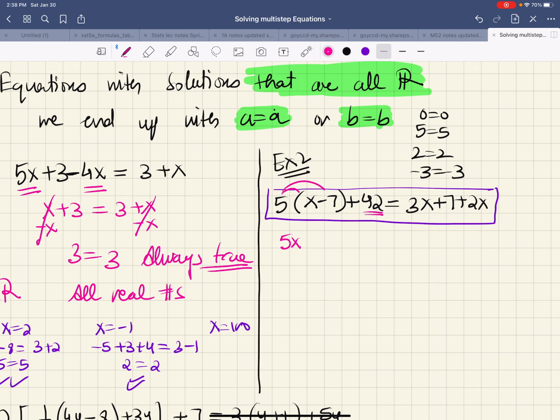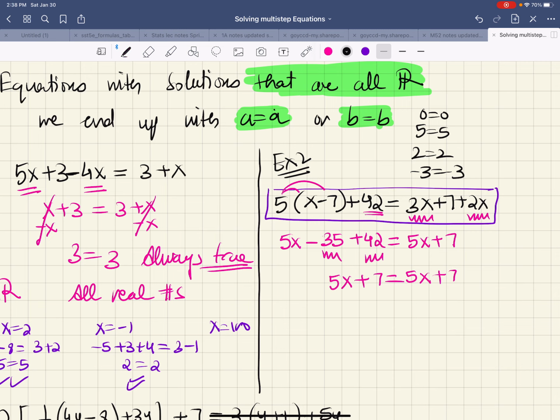Turns out to be 5 times x is 5x. 5 times 7 is 35. Let me write it a bit neater here. 5 times 7 is 35 plus 42 equal to 3x plus 2x is 5x plus 7. Now again, on the left-hand side, I do have some like terms that I need to combine. 5x plus 7 equal to 5x plus 7.